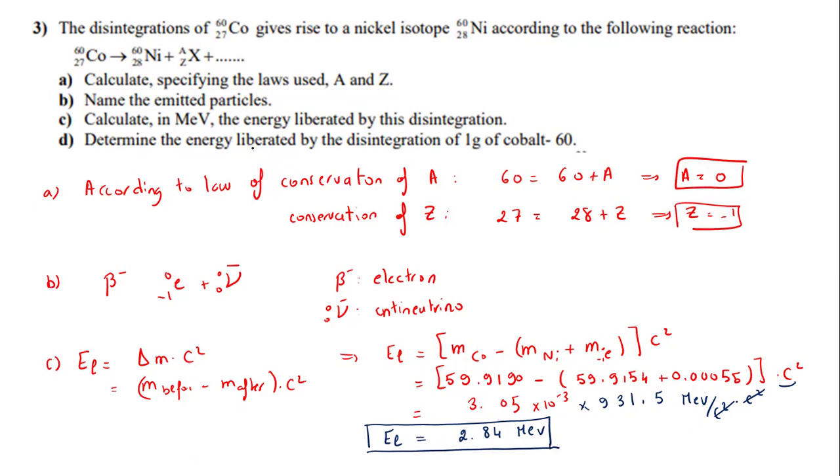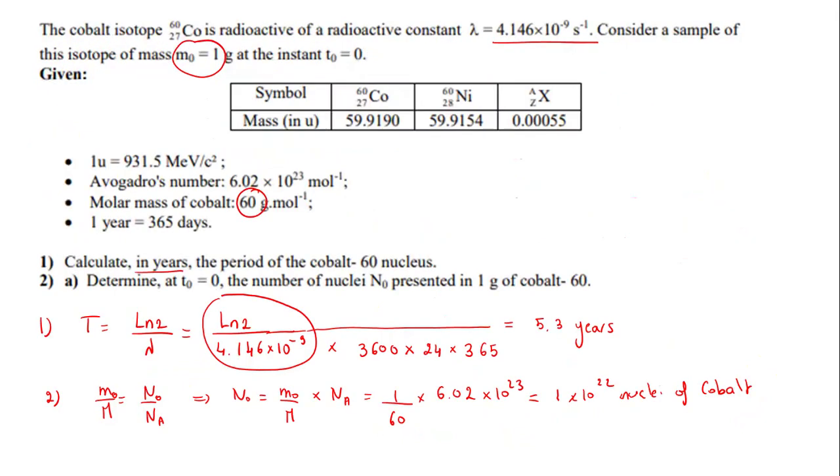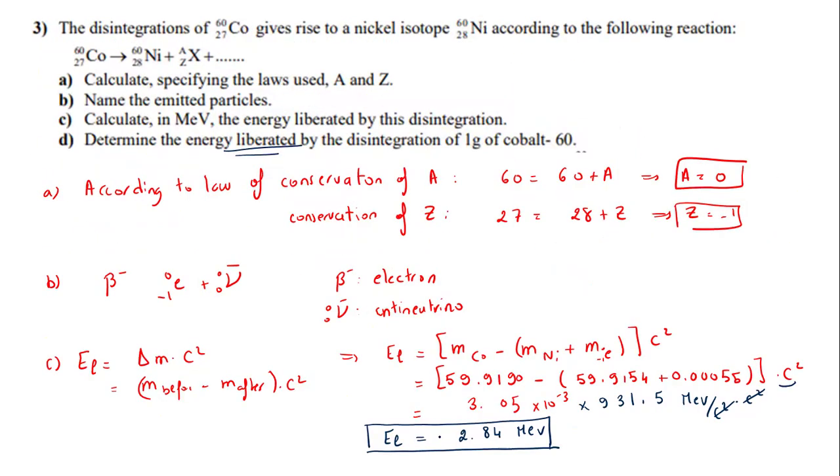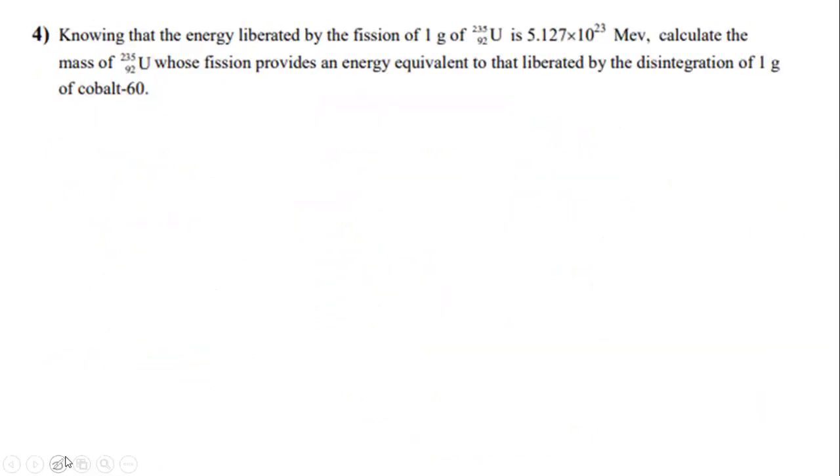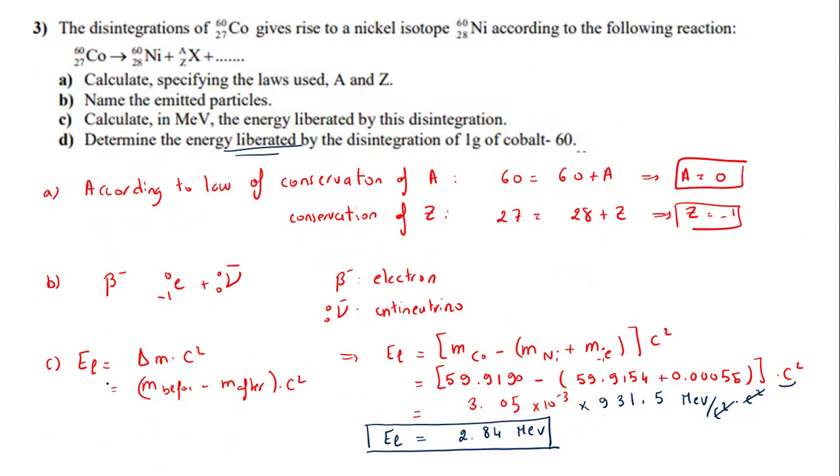Part D, determine now the energy liberated, but by the disintegration of what? Of 1 gram. Is 1 gram only 1 cobalt? Of course not. We had found the number: in 1 gram, I have all this number of cobalt. Since the energy liberated by only 1 cobalt is this much, what is it for the whole number? Here I write the solution of part 3D.